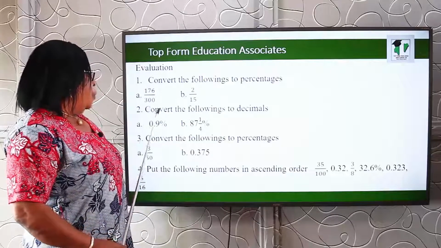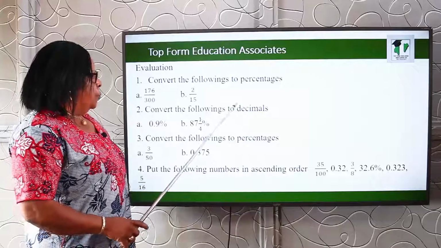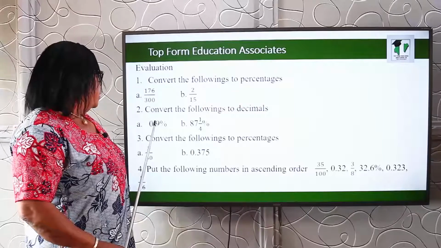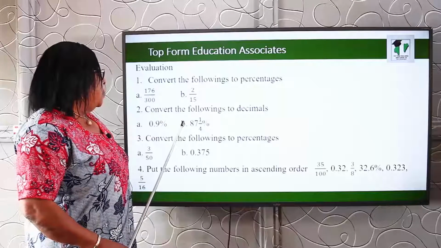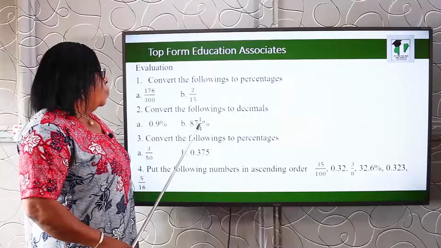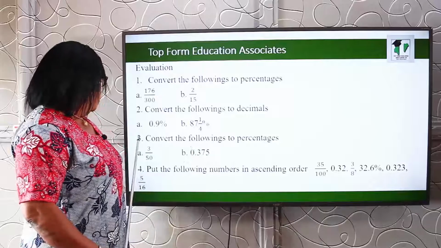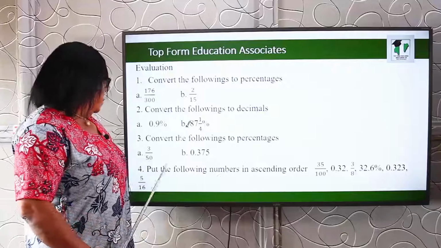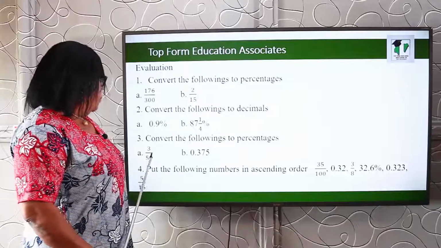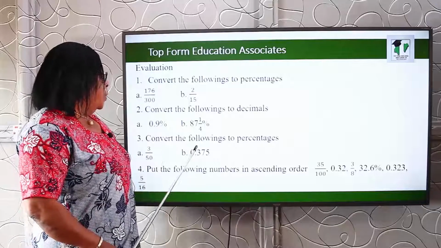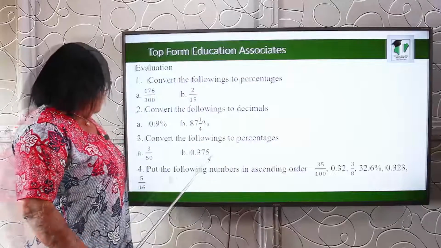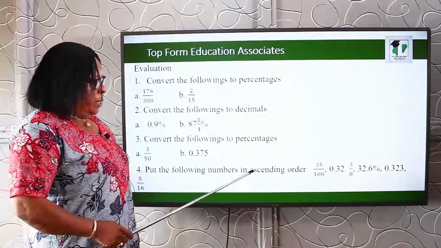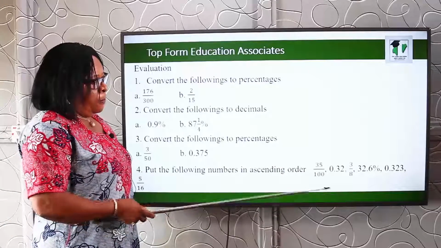Number 2, convert the following to decimals. A, 0.9%, B, 87.25%. Number 3, convert the following to percentages. A, 3 over 50, B, 0.375. Number 4, put the following numbers in ascending order.